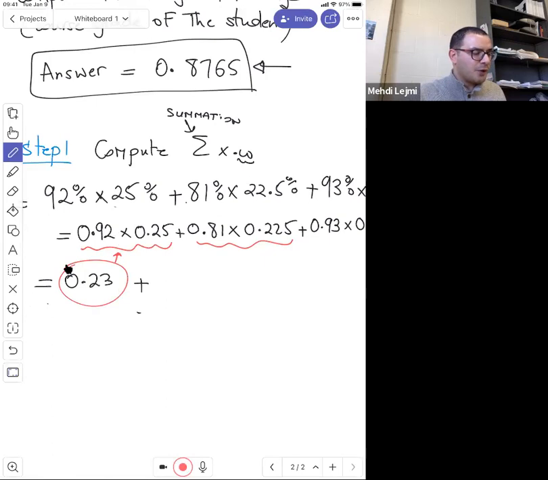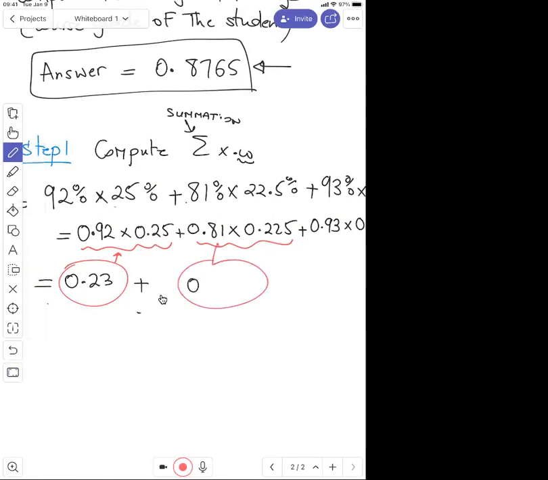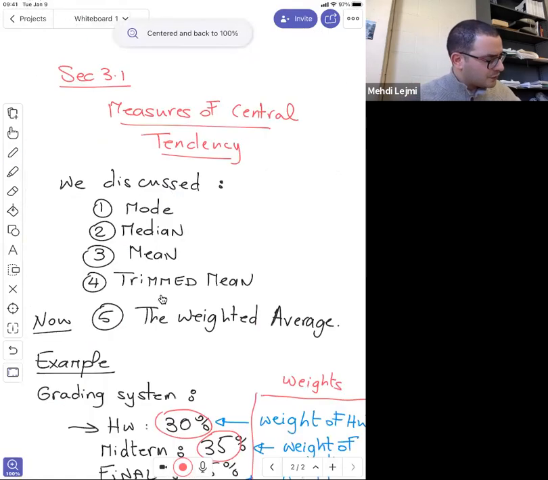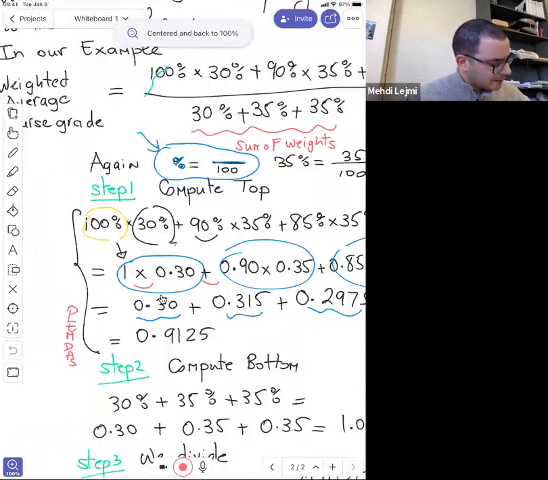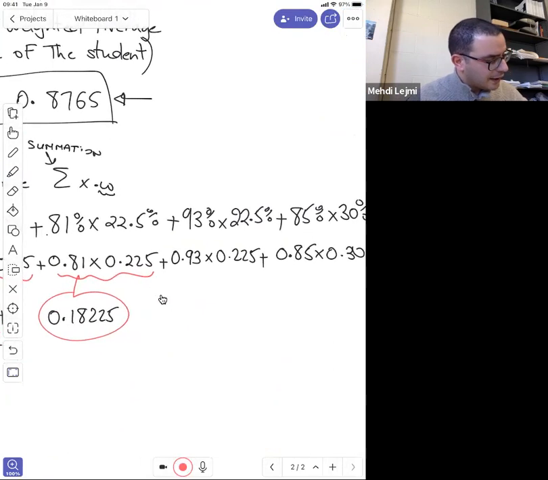Then next is 0.81 times 0.225. Right, and that will be equal to 0.18225, right? Yeah, or 182, okay, etc. So, all right, let's just finish this thing here. You can finish it.